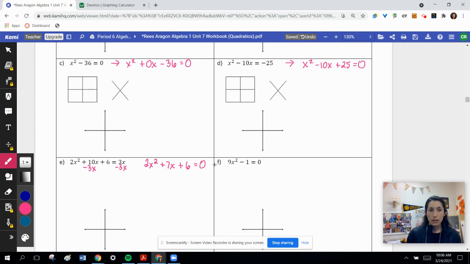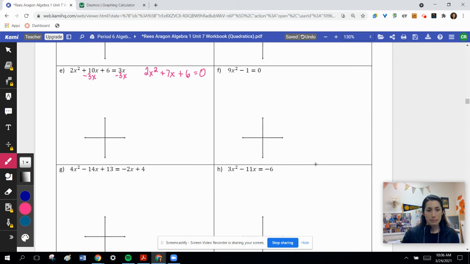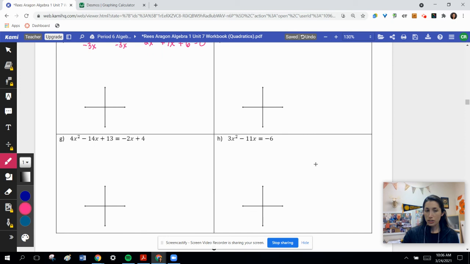And then for this one here, just notice that there is no middle term, so it's similar to question C in the fact that the middle term would be a 0x. And on these last two questions, you would just need to make sure that you're adding 2x to both sides and you are subtracting 4 from both sides, because we want that right side to be 0. And for this one, add 6 to both sides.